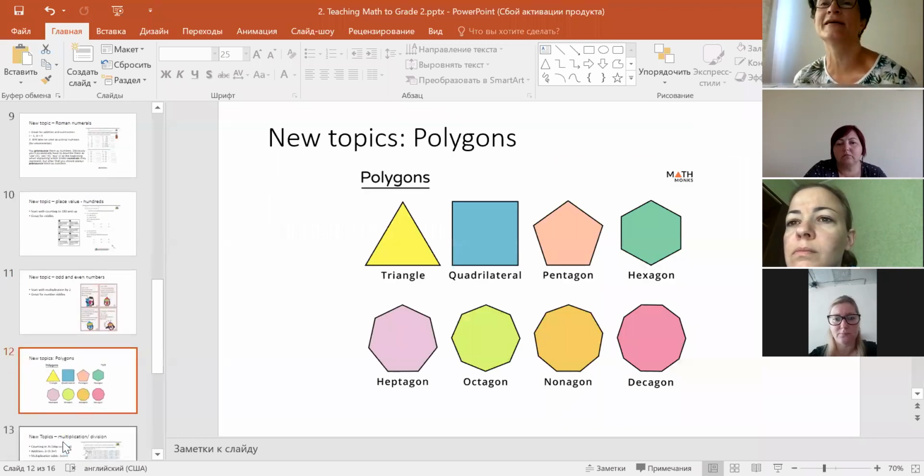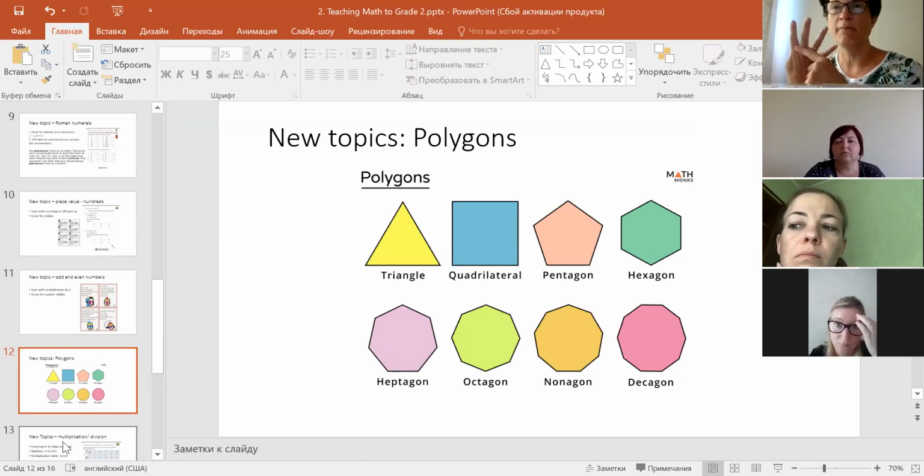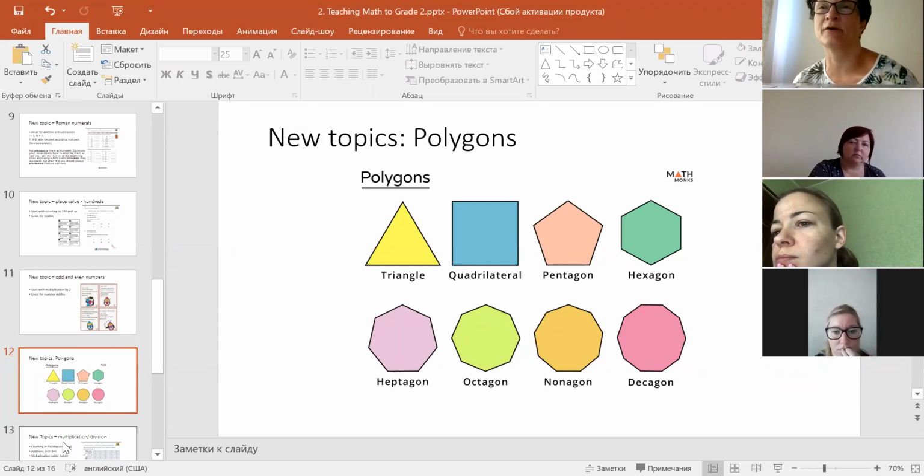Next new topic is polygons. Here they are: a triangle, a quadrilateral, like any shape which has 4 angles, pentagon 5, hexagon 6, heptagon 7, octagon 8, nonagon 9, and decagon 10. So why do we need them? How do you think? What's your idea? They are widely used, and later kids will measure the angles. But why do we use them for the 2nd grade?